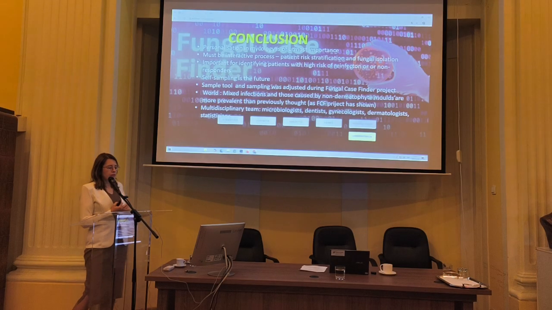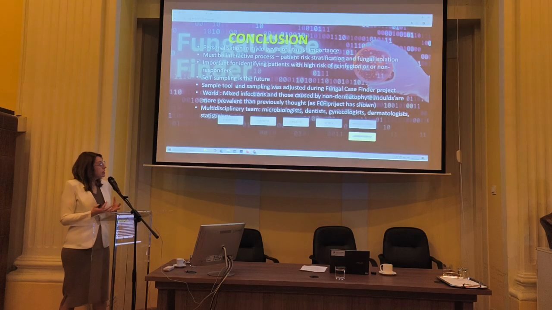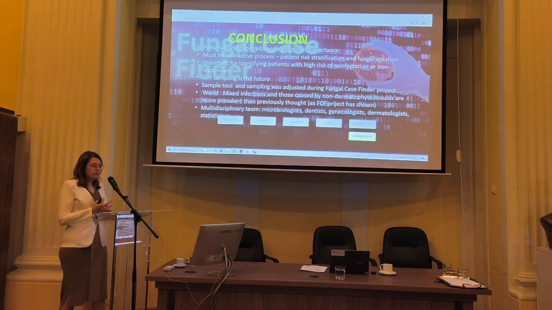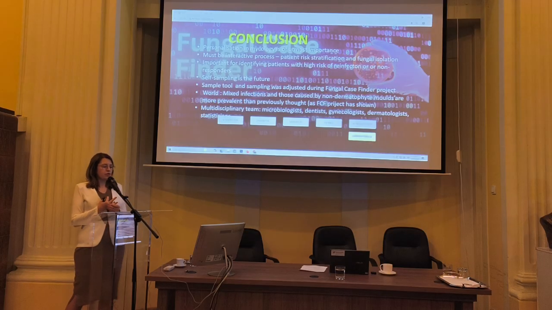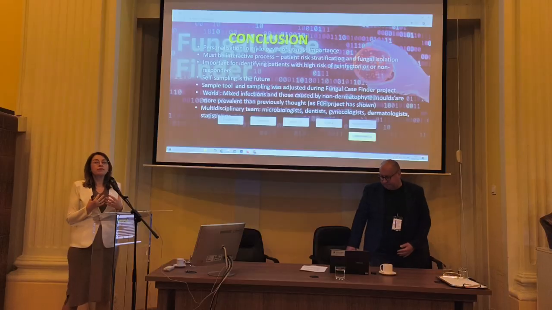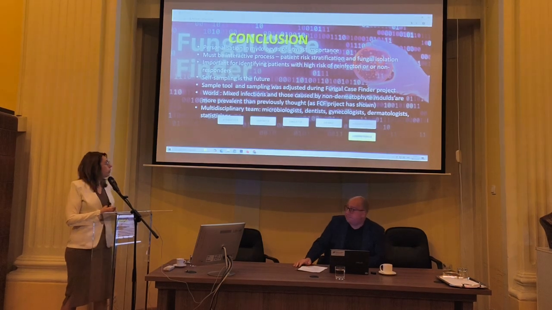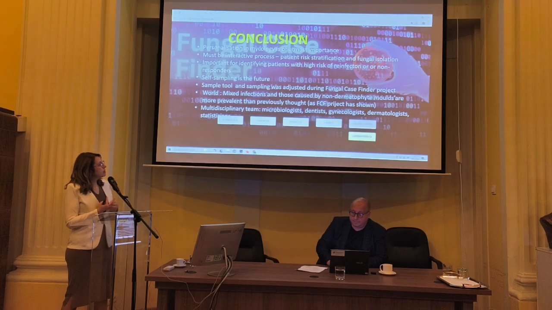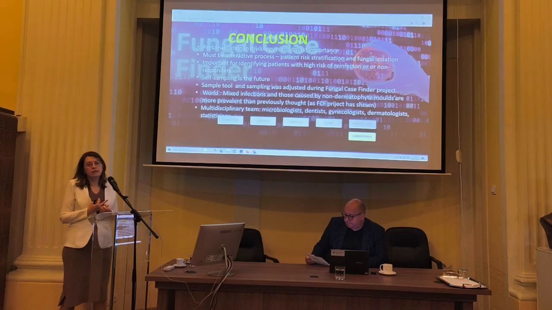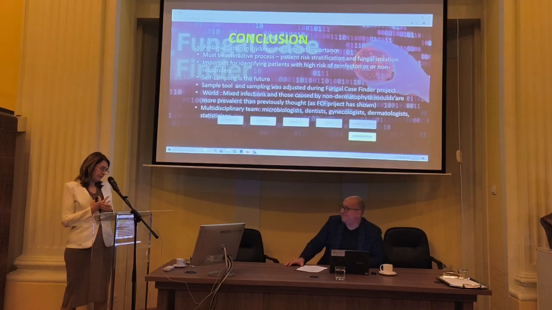The sampling tool was adjusted during this project, and what other data are showing us that we do the right thing, because according to the statistics in the world, mixed infections and those caused by non-dermatological molds are more prevalent than we previously thought. Then this means that we have bigger problems than we thought. So a multidisciplinary team was involved: microbiologists, dentists, gynecologists, dermatologists, and statisticians, and who knows who else in the future. Thank you for listening.